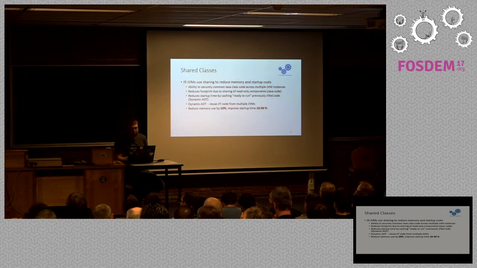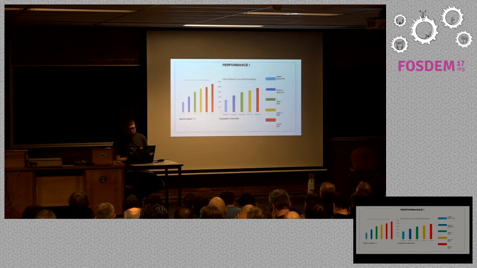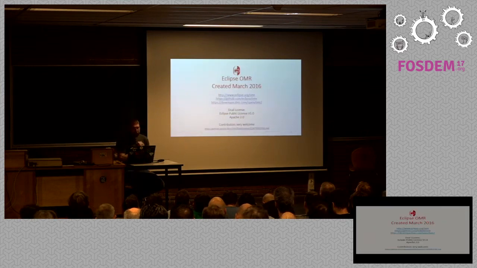The memory footprint is reduced by about 20%, and usually you can get about 10 to 30% in startup speed by storing your AOT code and ROM classes in the shared classes cache. An obligatory performance chart: this is just some performance numbers over the different Java releases, showing that IBM is really focused on the performance of this, and that's going to be a continued thing for us as we move forward. So, quickly on to Eclipse OMR.